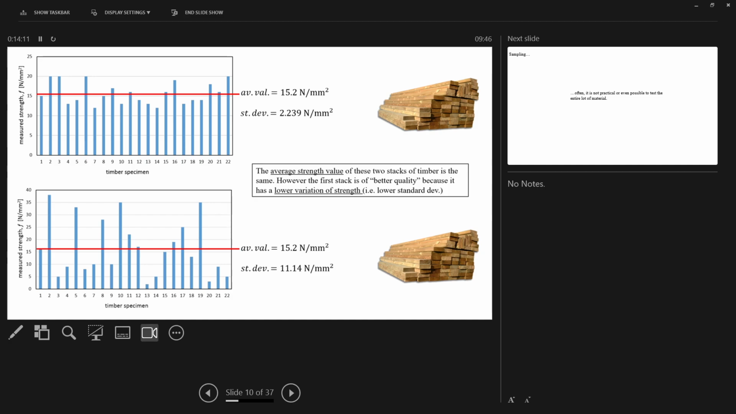So there's the same thing. The standard deviation of 2.239 versus the standard deviation of 11.14. If you're going to buy wood in a timber mill and both stacks are the same price, what would you buy? You'd take it from this one here probably, yeah? Bearing in mind the average value is the same, 15.2. So that's a variation. So you would probably want to avoid this as much as possible.